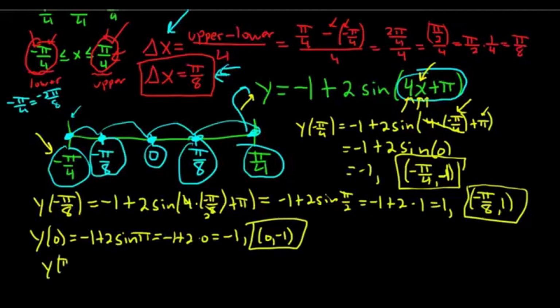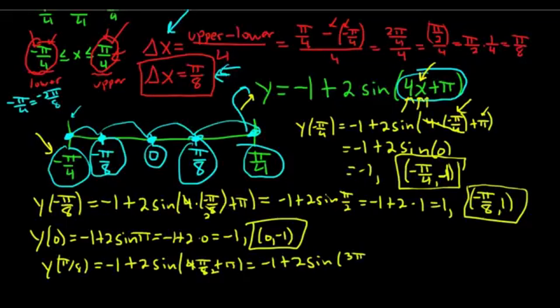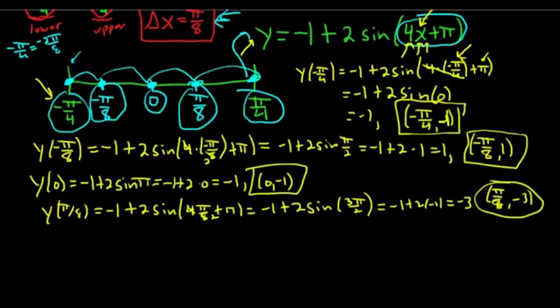So y of pi over 8. That's negative 1 plus 2 sine of 4 times pi over 8, plus pi. That's going to be pi over 2 plus pi, so 3 pi over 2. So on the unit circle, sine is the y-coordinate, so at 3 pi over 2 you get negative 1. So this is negative 1 plus 2 times negative 1, so you get negative 3. So our other ordered pair is pi over 8, negative 3. One more and we're done. We can graph this thing finally. It's a long problem, I know.